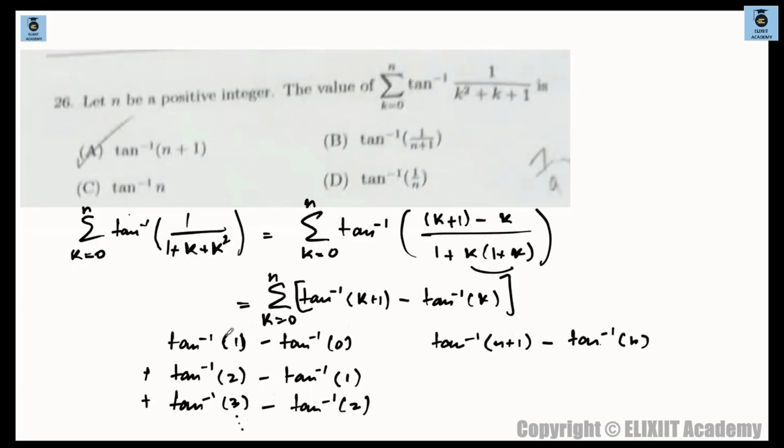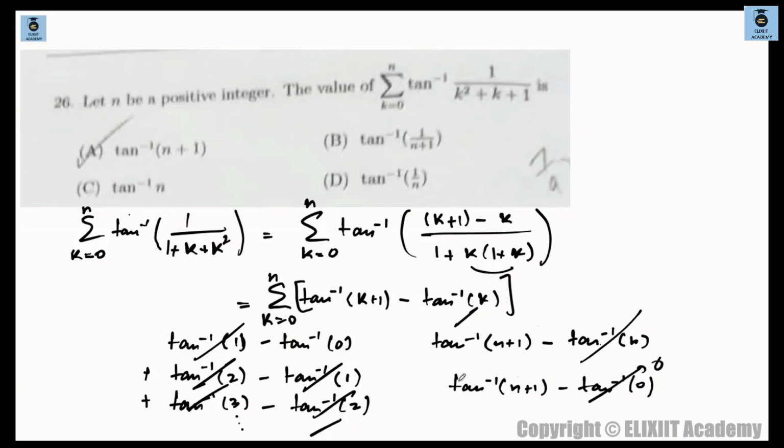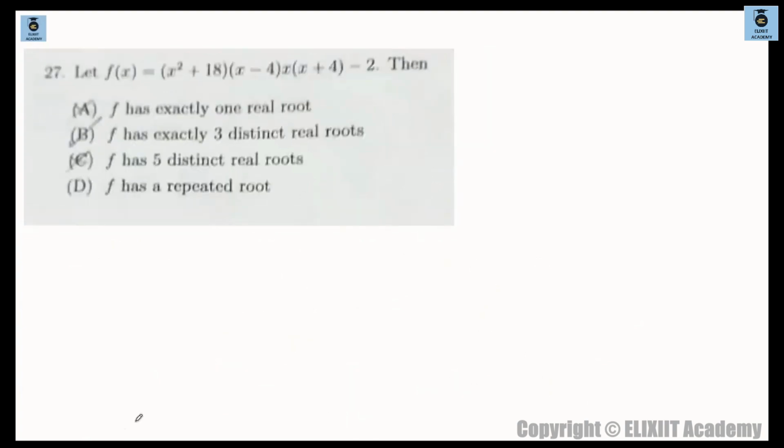So you can see the cancellations. This term and this term are getting cancelled, this term and this term. So this term and the next term will get cancelled. And similarly, some term over here and some term over here will get cancelled. So what is remaining? Tan inverse of n plus 1 minus tan inverse of 0. Tan inverse of 0 is straight away 0. So the answer will be tan inverse of n plus 1. Option A must be correct.